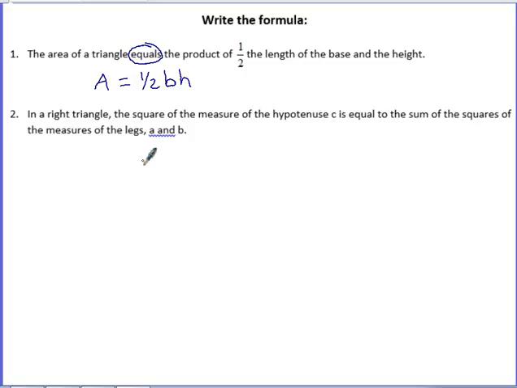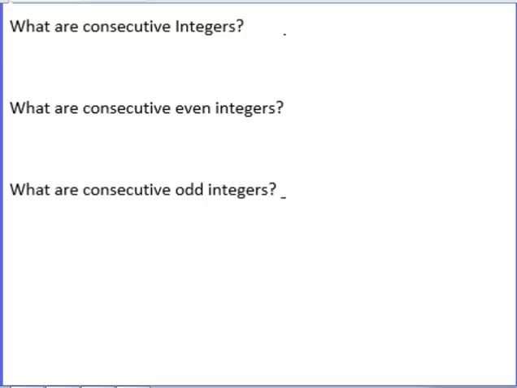All right, in a right triangle, the square of the measure of the hypotenuse is equal to, so there's my equal sign. All right, the square of the measure of the hypotenuse c, so the square of c is c squared, is equal to the sum of the squares of the measure of the legs, a and b. All right, sum means I have addition, and it's the sum of the squares, so the square of leg a and the square of leg b. So that's translating just like we did in chapter 1, except now we have equal signs, so we have equations.